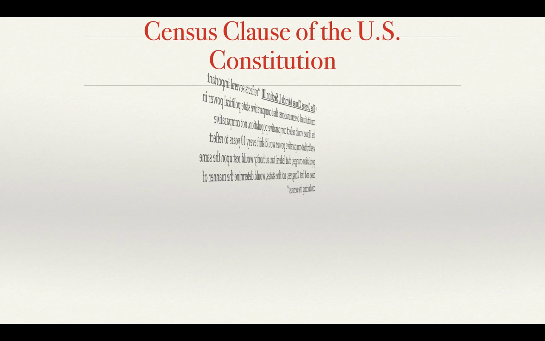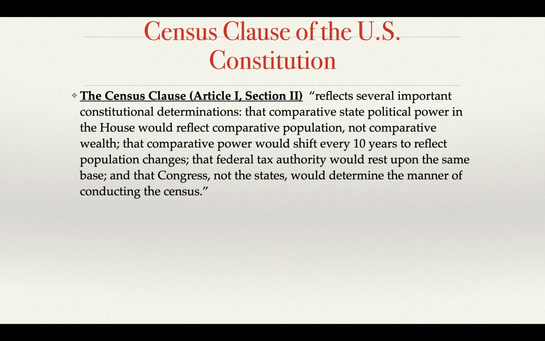Okay, so how do they actually determine this stuff? Well, there's actually a clause in the Constitution called the Census Clause. And the Census Clause is very important. The Census Clause is in Article 1, which is the legislative branch of the Constitution, in Section 2. And it tells us how we're going to select our legislative branch.